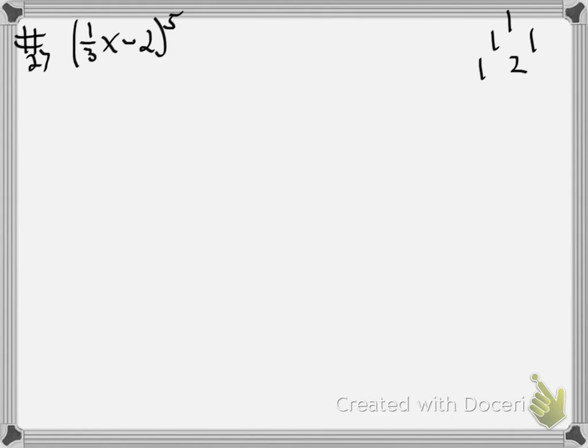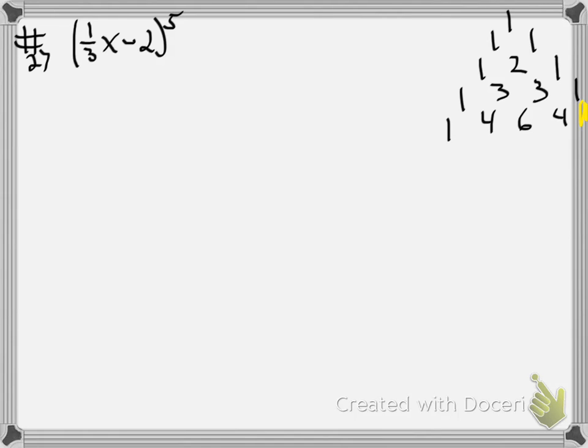1 plus 1 is 2. Then you start with another 1, and then 1 plus 2 is 3. 2 plus 1 is 3. And you continue on 1, 4, 6, 4, 1. Can't really see that one. That's a 1. That's a 1 right there. Okay? And then you continue on.